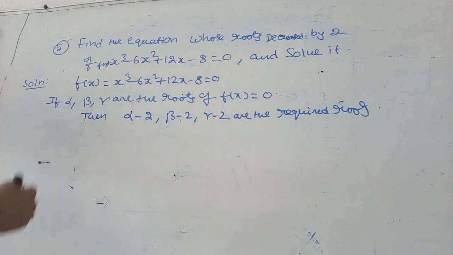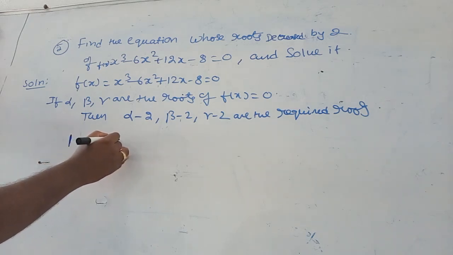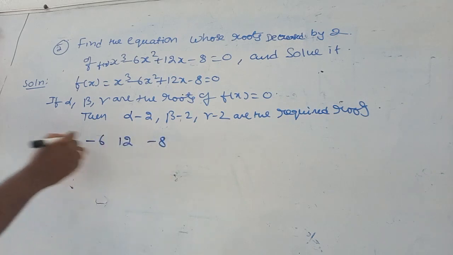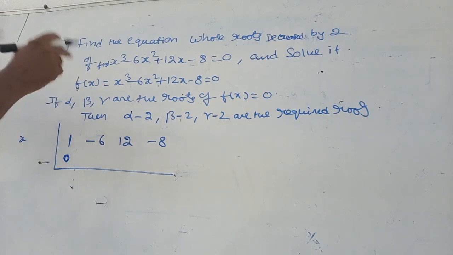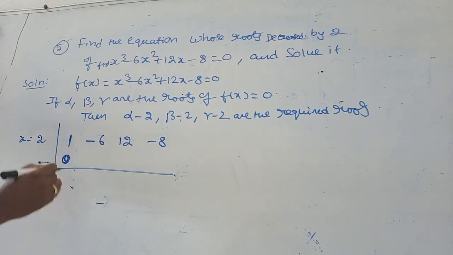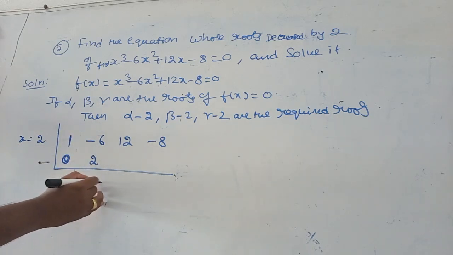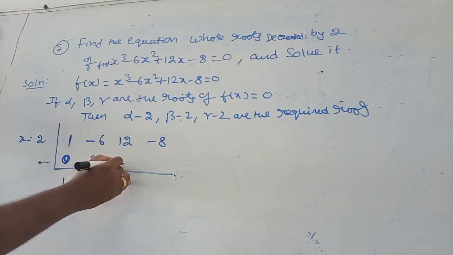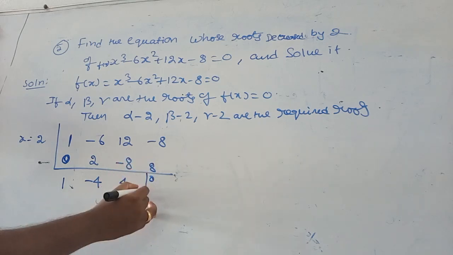By the same method, if we want to decrease the roots by 2, we take Horner's method of synthetic division. 1, minus 6, 12, minus 8 you have here. Since it is decreased by 2, we have to take x equal to 2. Now by Horner's method of synthetic division, the left corner we always take as 0. 1 plus 0 is 1. 1 into 2 is 2. Minus 6 plus 2 is minus 4. Minus 4 into 2 is minus 8. 12 minus 8 is 4. 4 into 2 is 8. The remainder we got is 0.